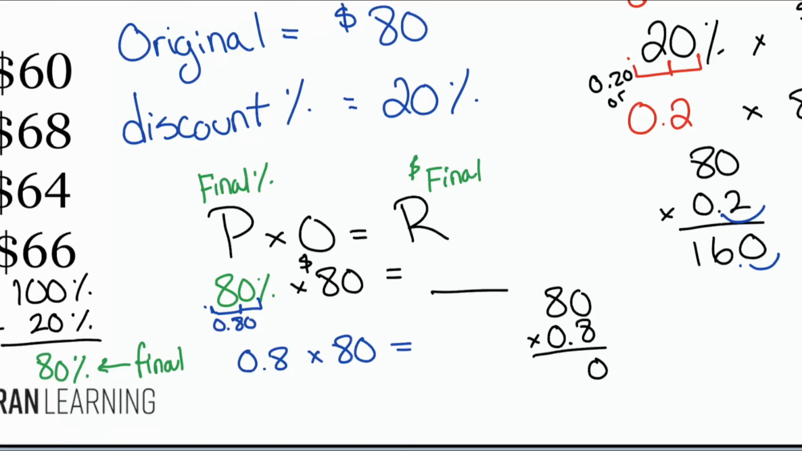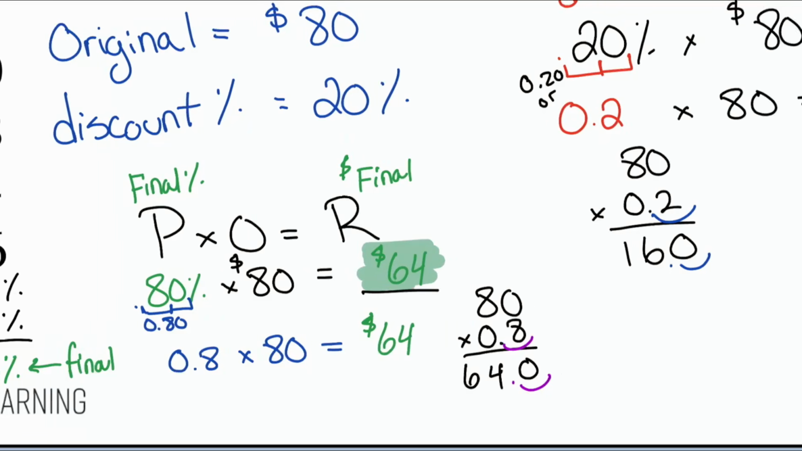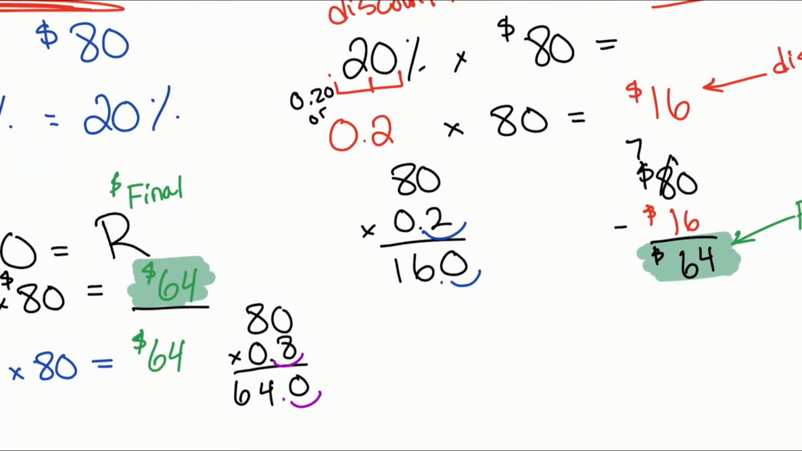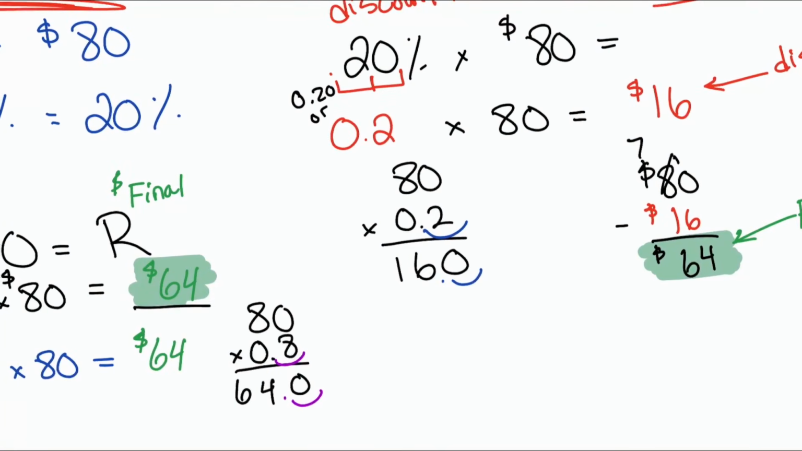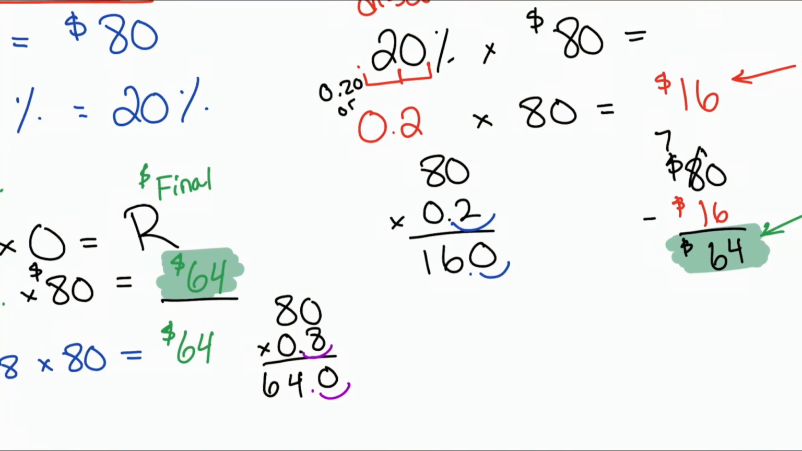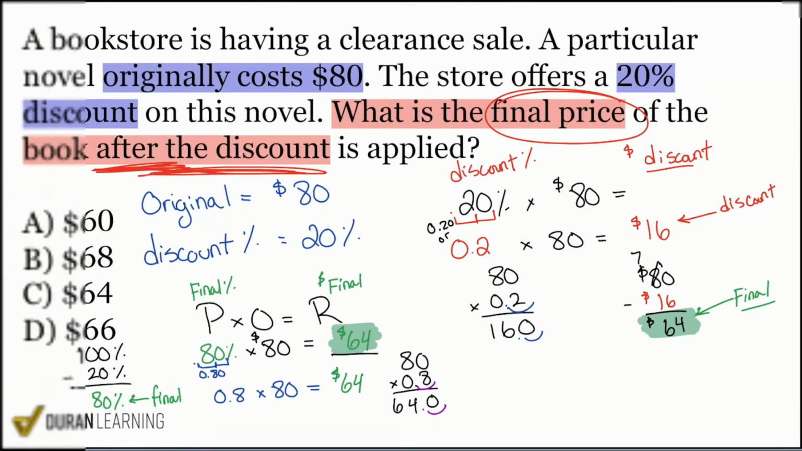0 times 8 is 0. 8 times 8 is 64. How many decimals are we bringing back, my friends? Yeah, just bringing one decimal place back right there. And we have $64. And that, my friends, is the final amount. Everybody, is that the same answer that we got before? Yeah, absolutely is.